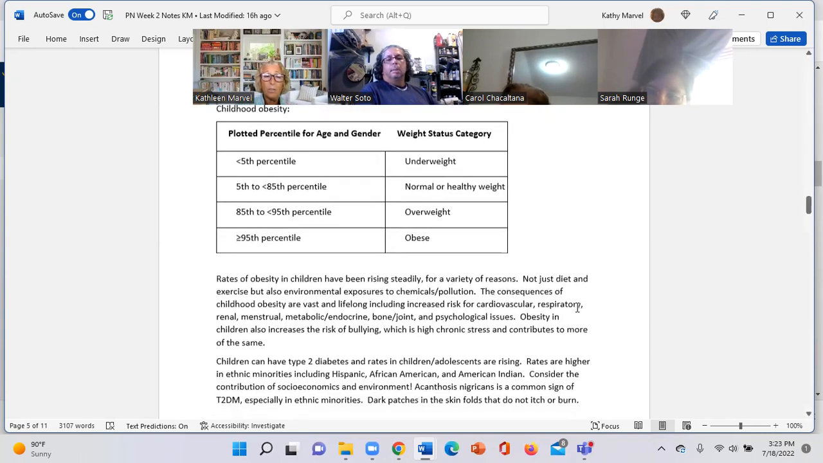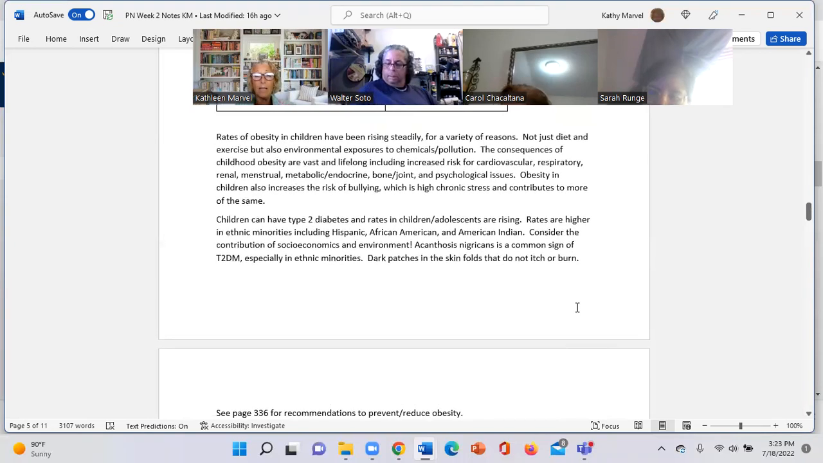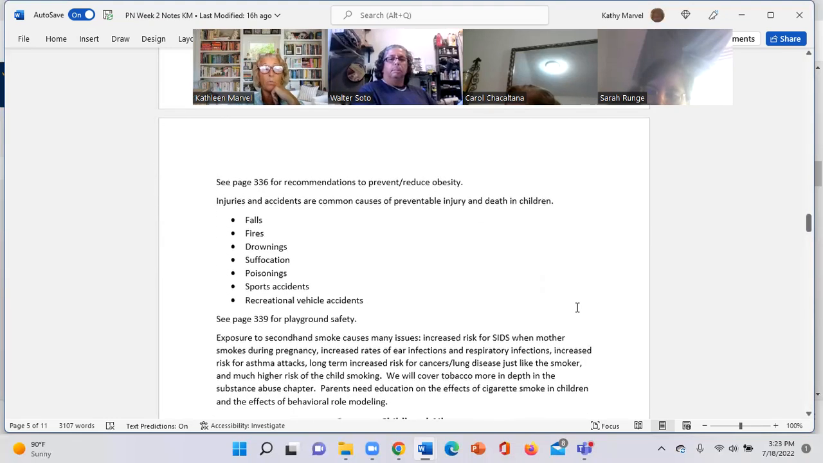Rates of obesity in children have been rising steadily for a variety of reasons, right? Not just diet and exercise, but environmental exposures, chemicals and pollution. And what are the long-term effects of childhood obesity? Cardiovascular, respiratory, renal, menstrual, metabolic, endocrine, right? Bone, joint, psych issues. And obesity in kids also increases the risk of bullying. And then the next section talks about type 2 diabetes, which you can read about.